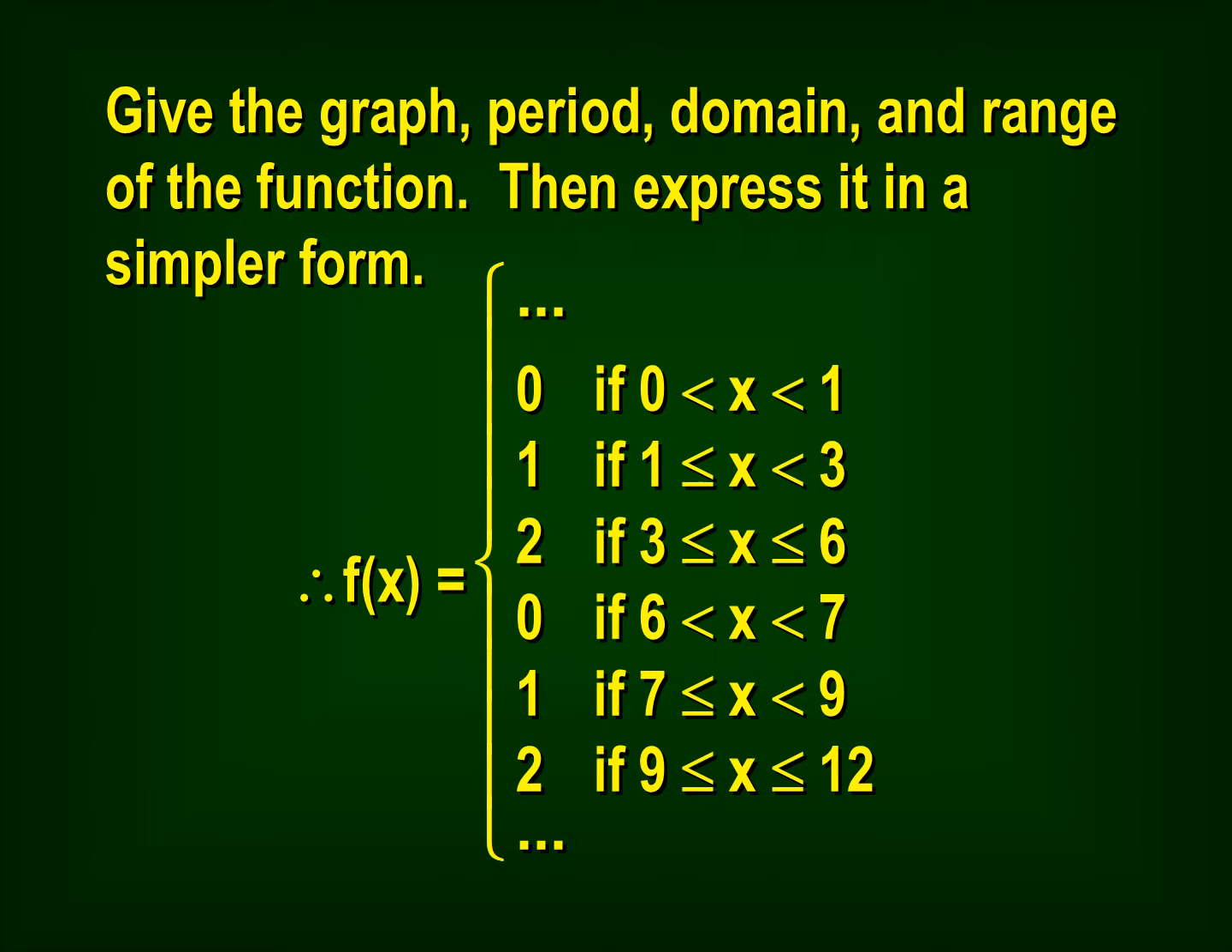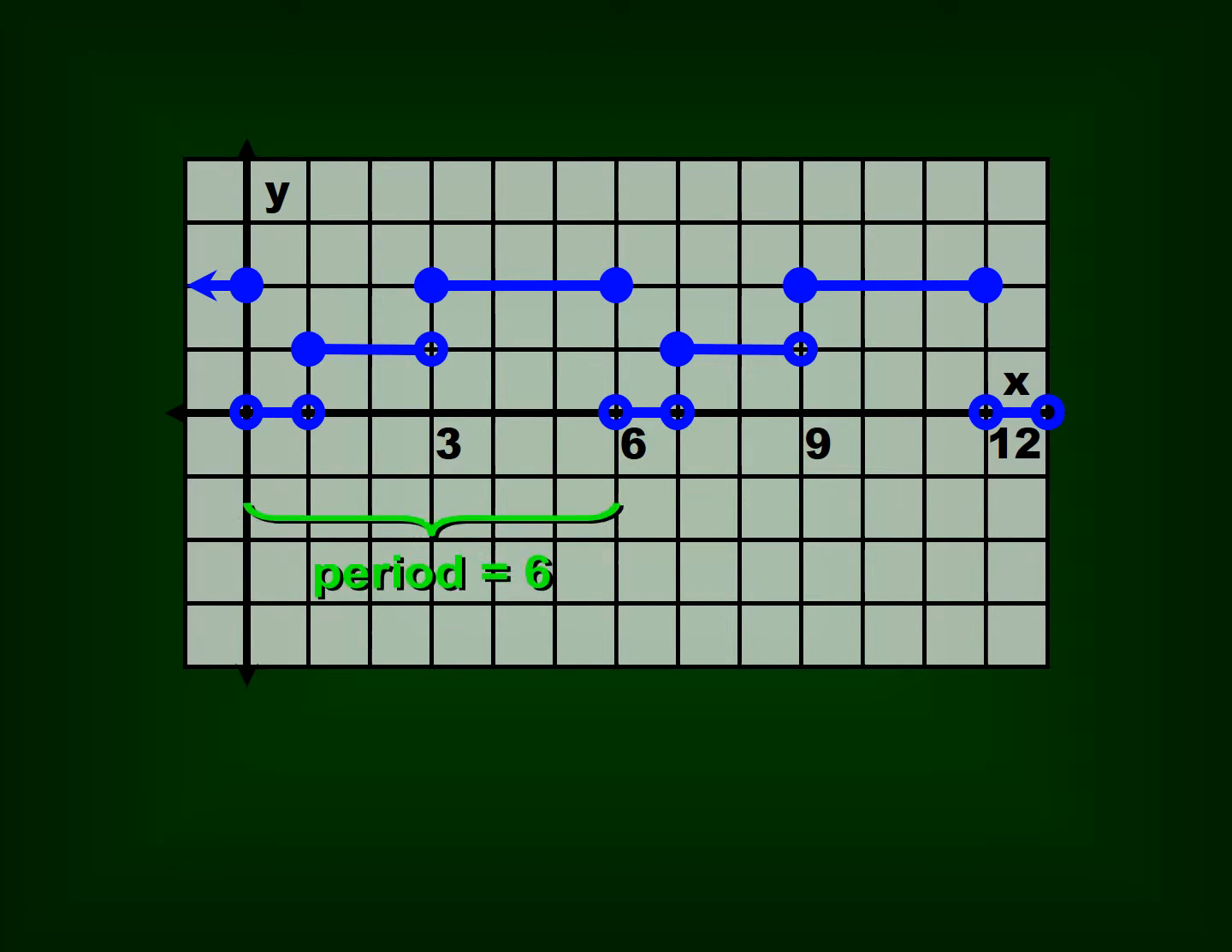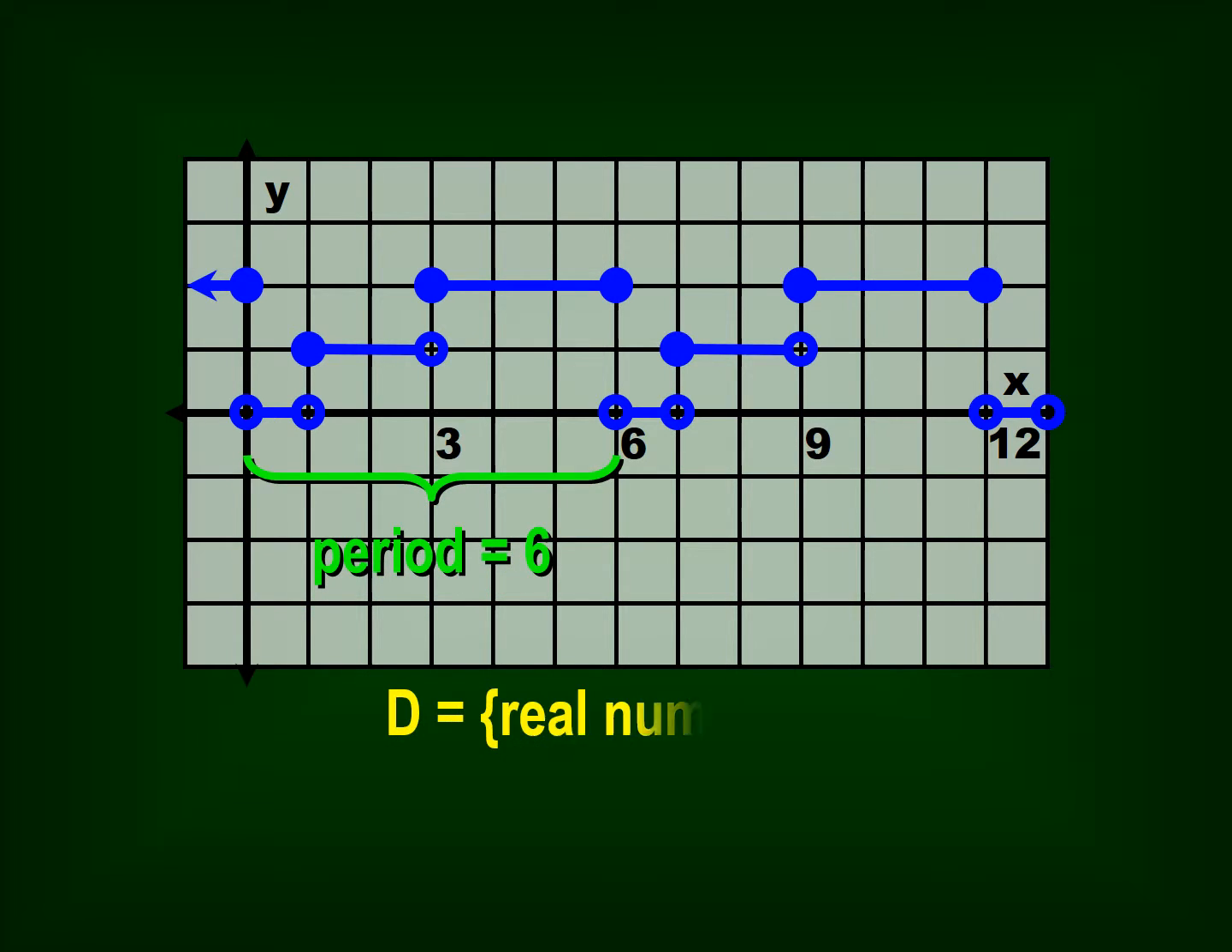So here's another one. Here's a step function. When we graph this, it's a little bit more complicated. It looks like our period goes all the way until 6, so we have a period of 6. Our domain is all real numbers, and our range can either be 0, 1, or 2.